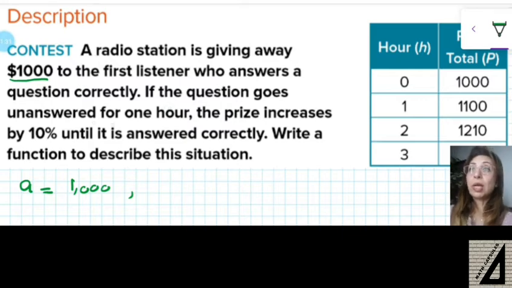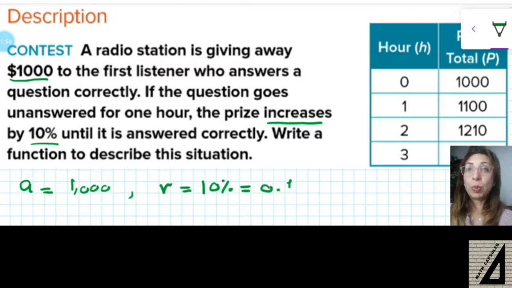If the question goes unanswered for 1 hour, the prize increases by 10%. We know that this 10% is called the R, which is the ratio. And this is the ratio of increase, so it's 10%. We can write it as a decimal, 10 over 100, that is 0.1.